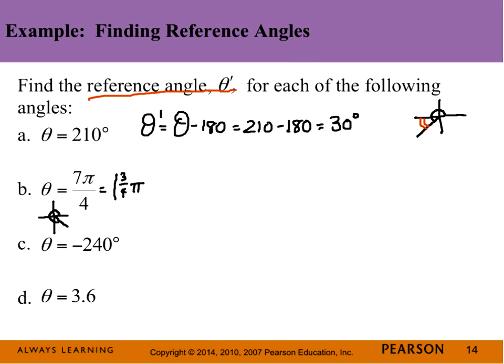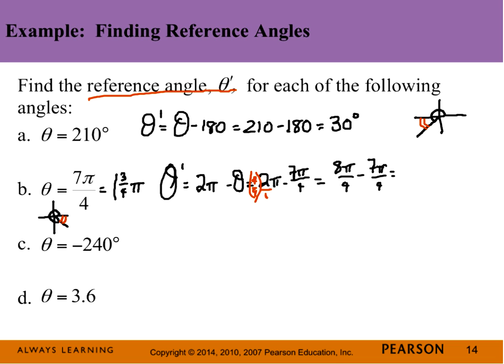So our theta prime, or our reference angle, is going to go back to the positive side of the x-axis. So theta prime, in this case, is going to be gotten by subtracting theta from 2 pi. So that's 2 pi minus 7 pi over 4. Well, we have to have a common denominator to be able to add or subtract fractions. This is really a 2 pi over 1, so I'm going to multiply by 4 over 4 to get a 4 in the denominator. And that gives me 8 pi over 4 minus 7 pi over 4, which is just pi over 4. So that reference angle there is pi over 4 radians.